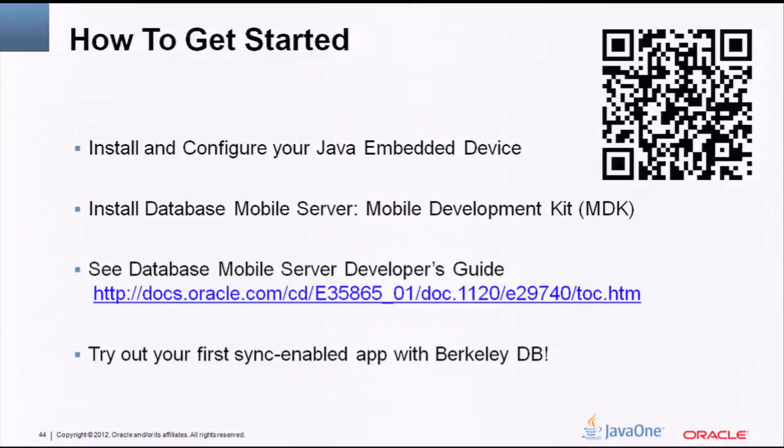So once you have your Java embedded device, you're going to want to install the Mobile Development Kit, or MDK. From there, you want to take a look at the documentation. I've actually got the QR code up there. I don't know if it will work. But there's a link in the presentation as well for you to check out. And that will start to give you an idea of the steps needed to set up all the different moving pieces. The learning curve can be a little bit steep at first, but once you get over that hump, you'll find that you're able to do some very powerful things with this technology without having to write any additional code. And that's something we're very excited about.